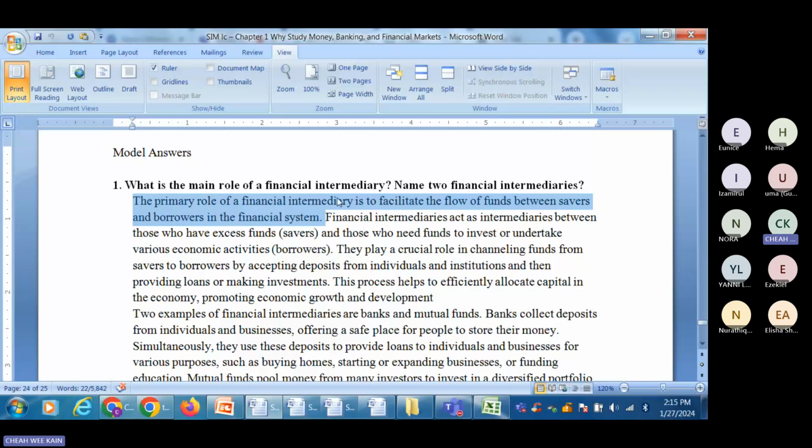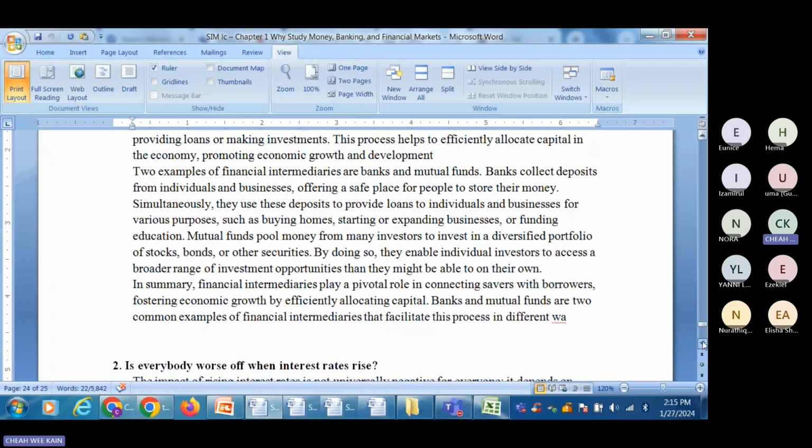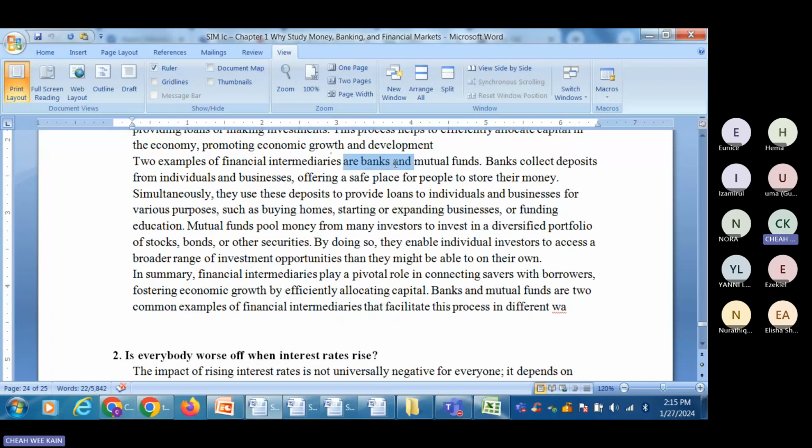So the main function of this financial intermediary is somewhere the middleman. So he's a middleman to facilitate, okay, meeting the savers and the borrowers. So that the middleman, the bank takes money from savers and lends it to the borrowers. That's all. Okay. This is the main function. Okay. Two examples: banks and mutual funds. Okay.